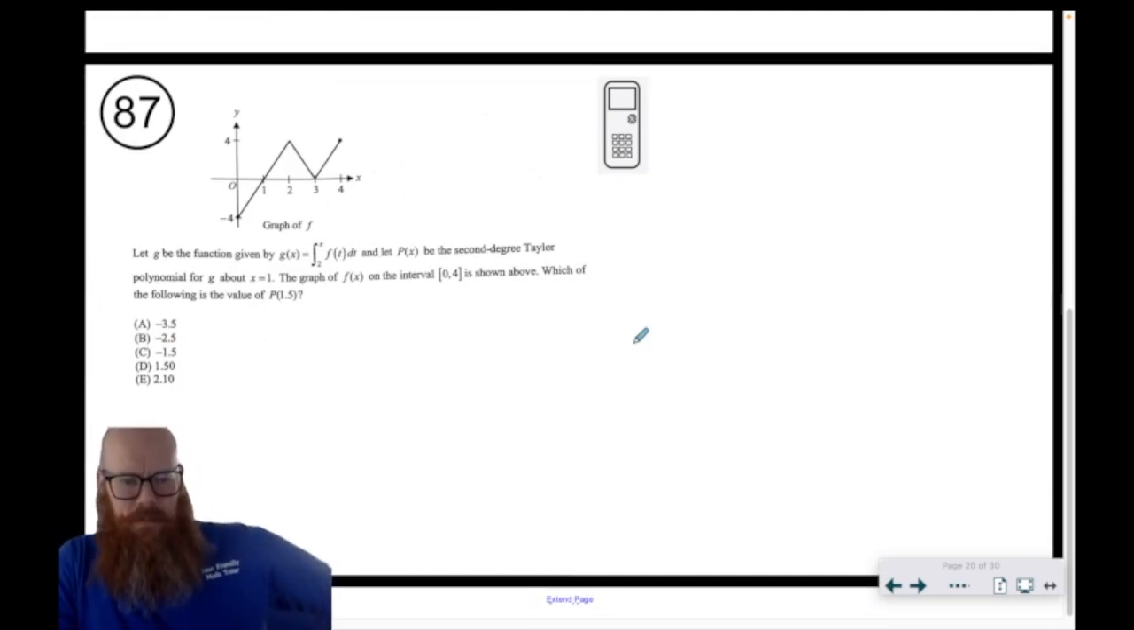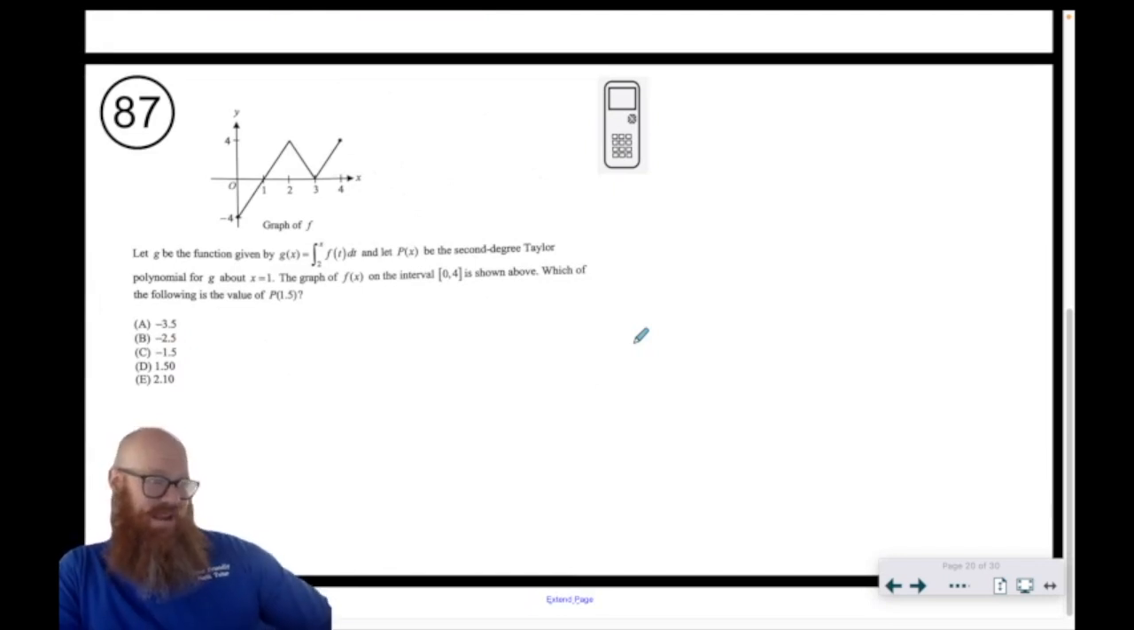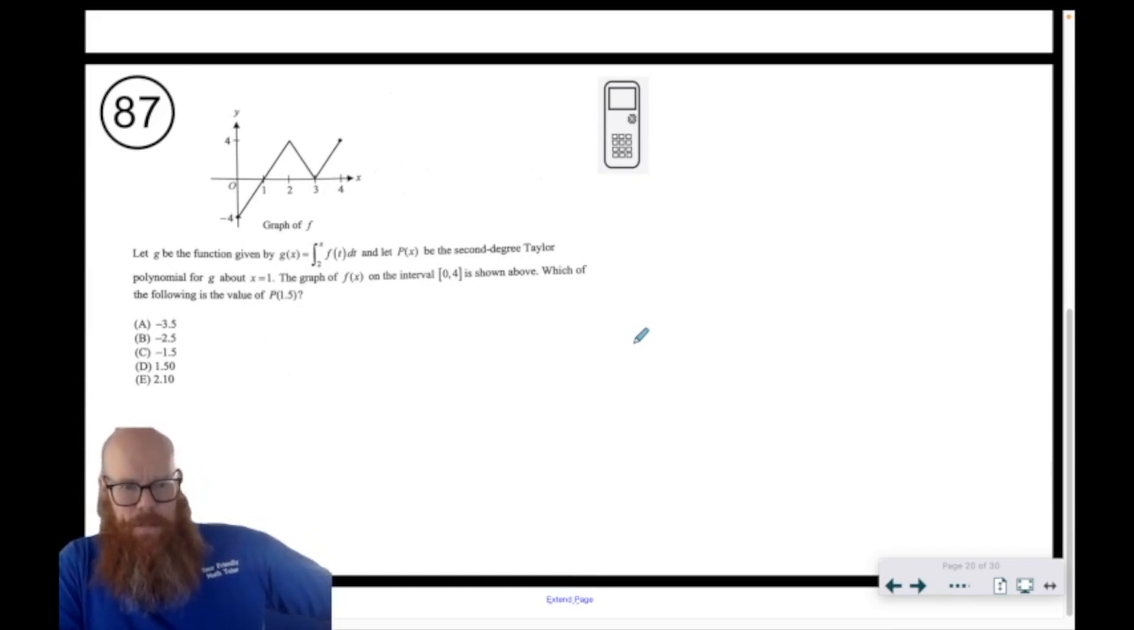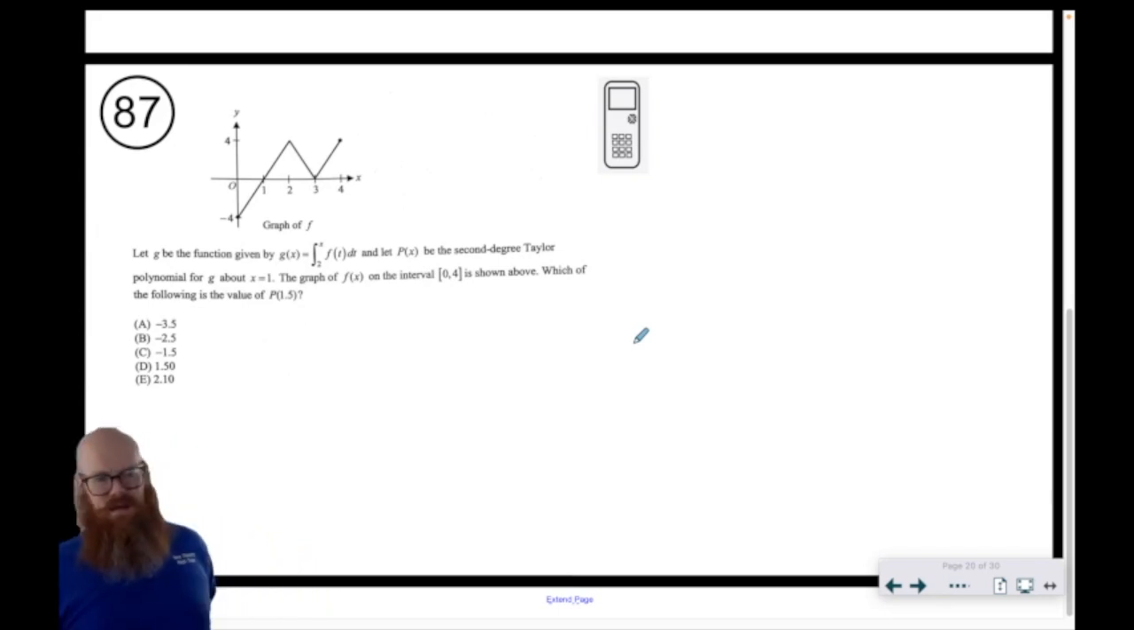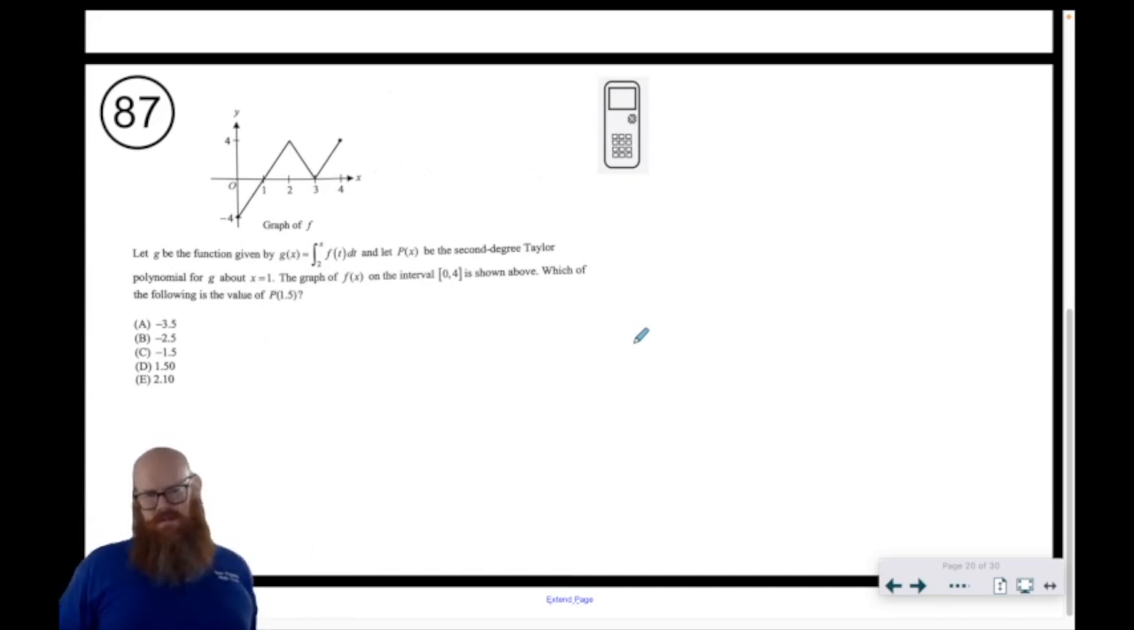87. We have this function, and P of x is a second degree Taylor polynomial about x equals 1. The graph of f is shown. Which of the following is the value of P? All right, so let's think about this. We need P of 1.5.